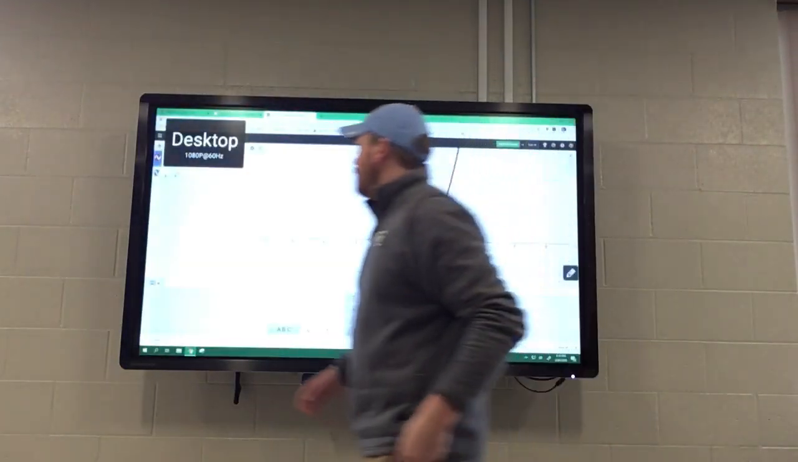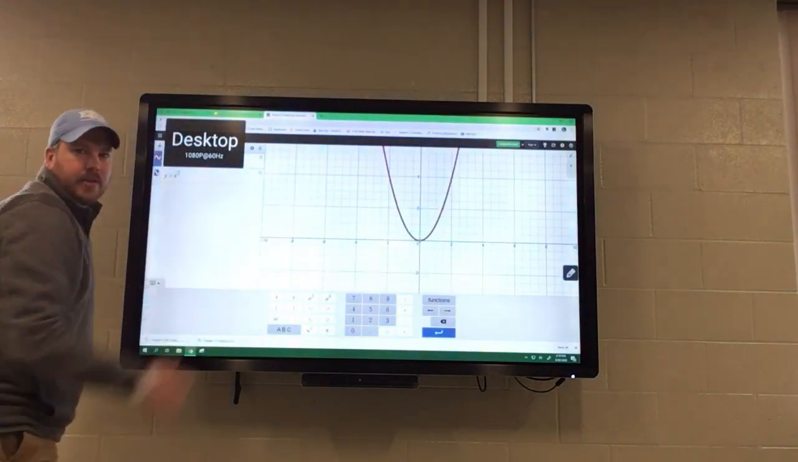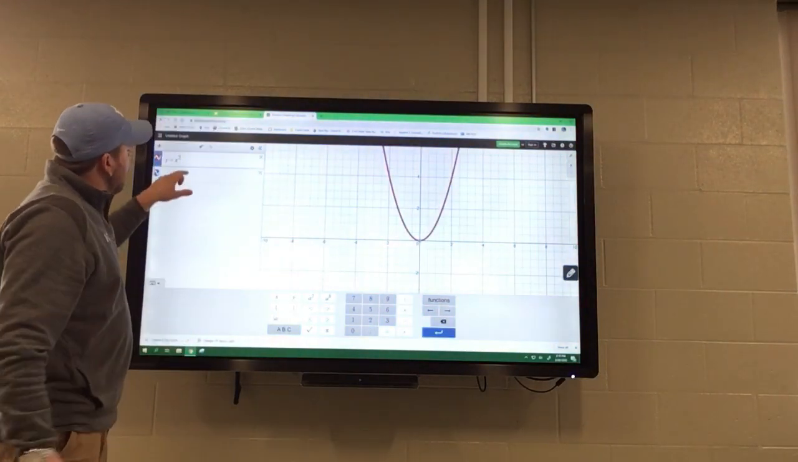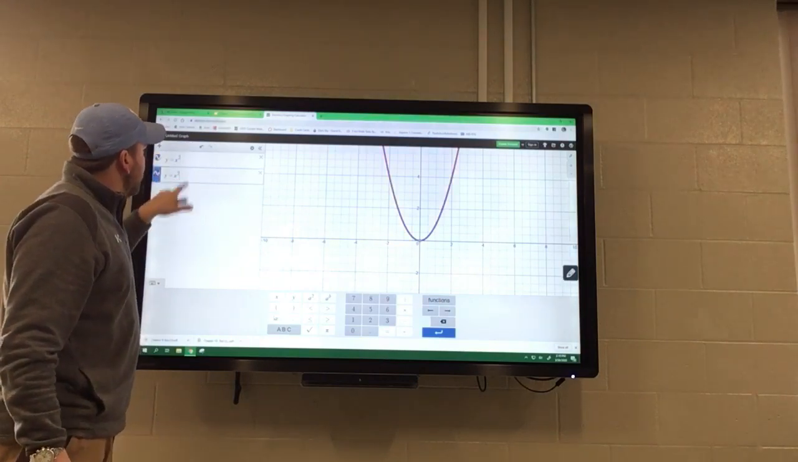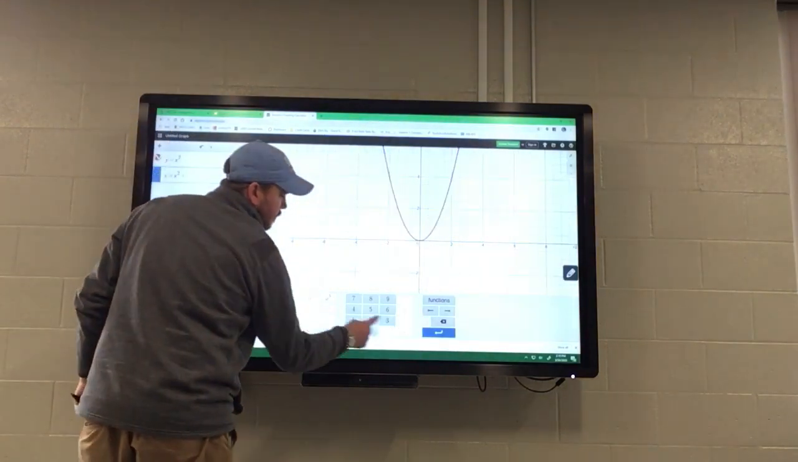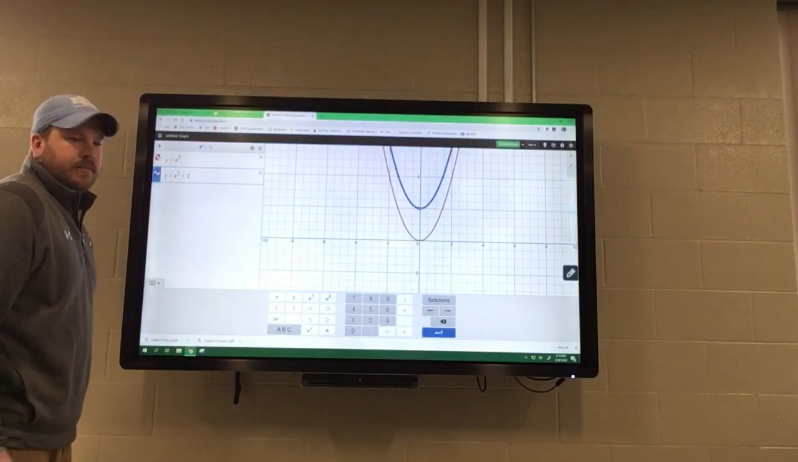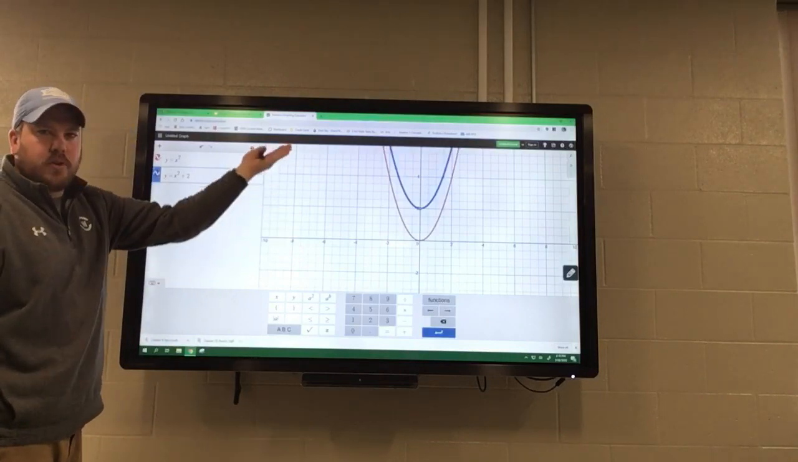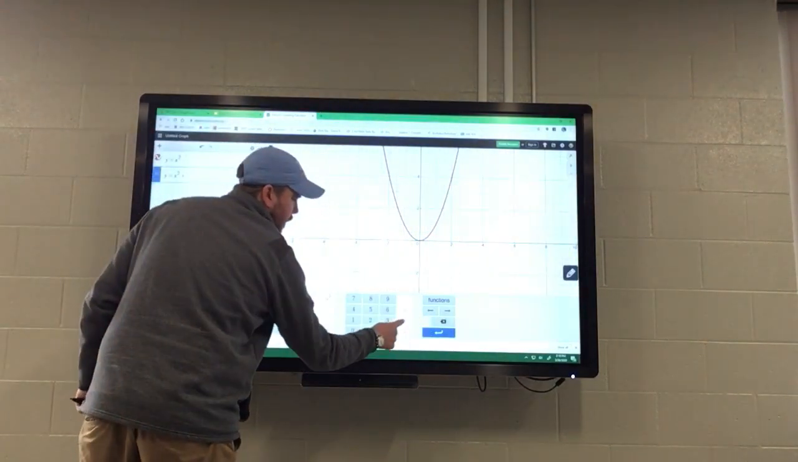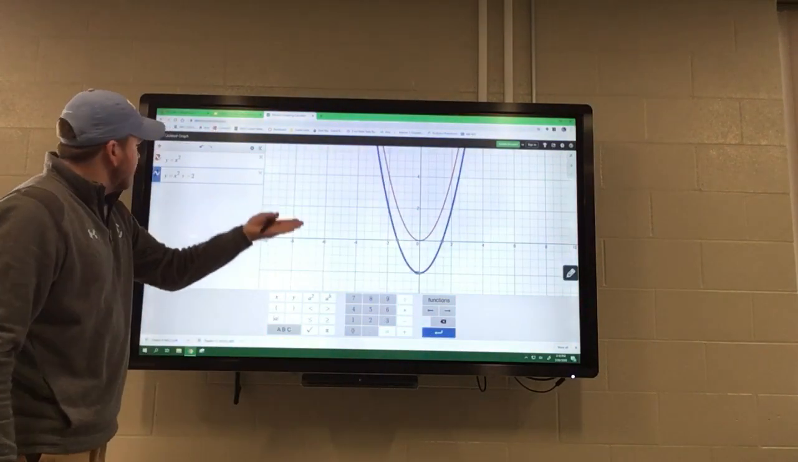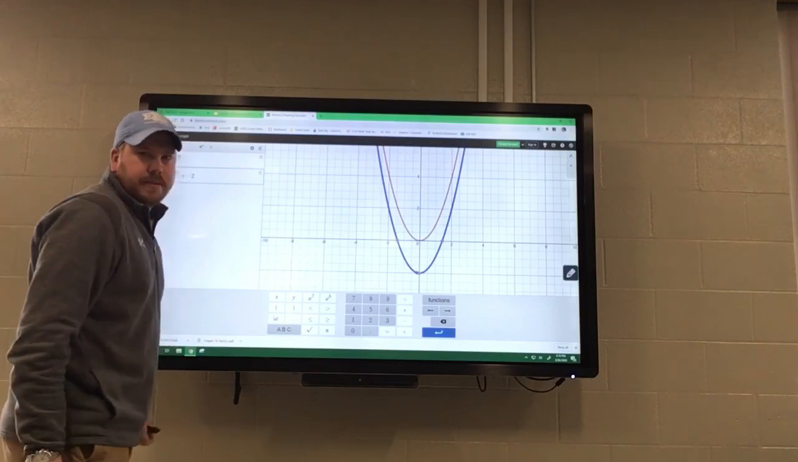So the first thing I want to show you, again, I went ahead and graphed y is equal to x squared. All right, let's say we took that y is equal to x squared and we added some number, like this. As you can see, it moved my graph up. What if we subtracted some number here? As you can see, it moves my graph down.